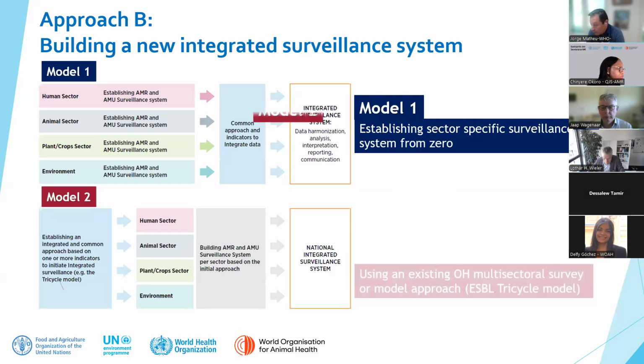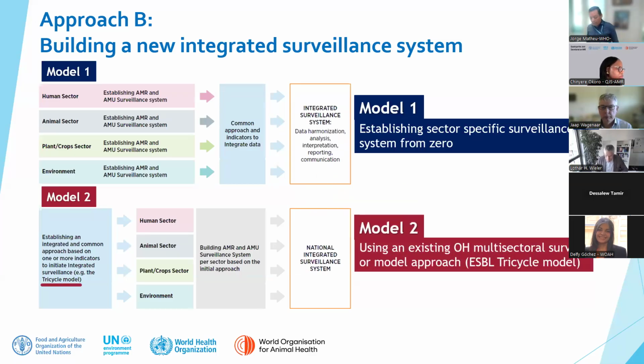And the model two is, for example, the country can use one specific model. In this case, the best example is the tricycle model, which is based on one indicator. And this indicator is samples collected from humans, from the animal sector, and also from the environment. It is one of the models that already includes the environment. It's a simple indicator and is easy for countries to establish, in some way the first step for a national integrated surveillance system based on this indicator.